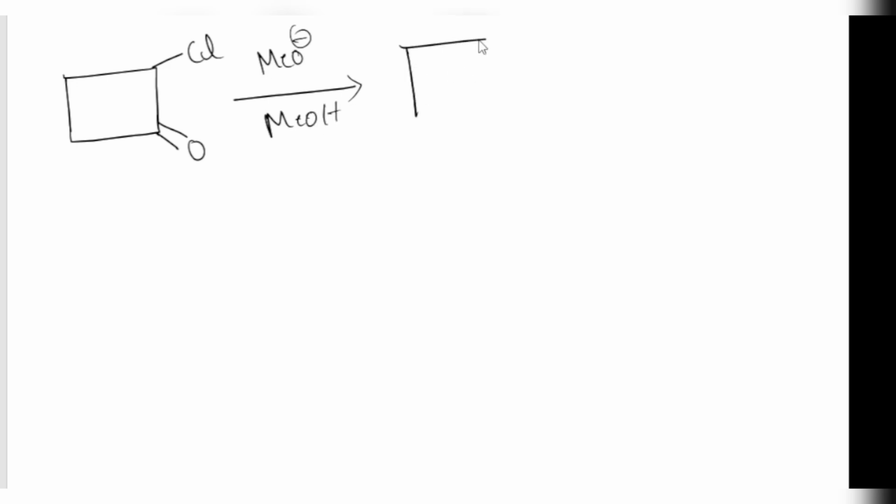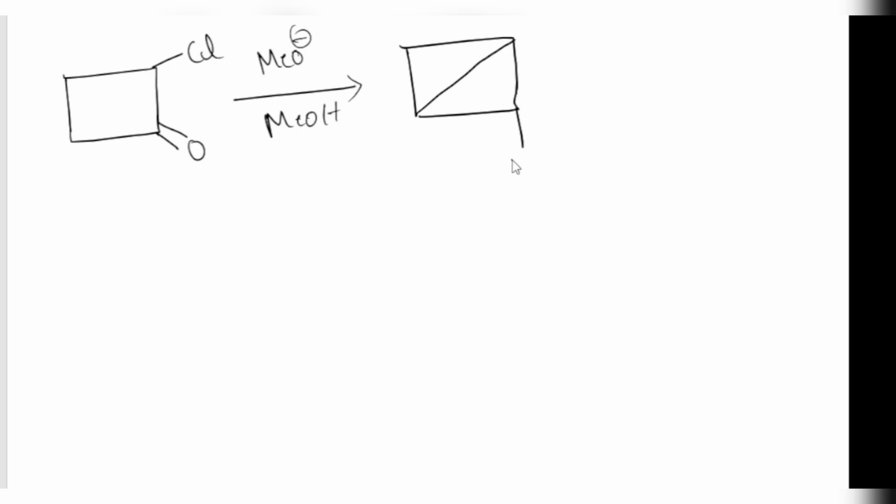This is a cyclobutane ring, and here a carbonyl group is there, with chlorine attached at the alpha position. We will get a chlorine like this, and finally if we treat with methoxide ion in methanol, we will get like this. Mechanism you have to work out, it is very easy.